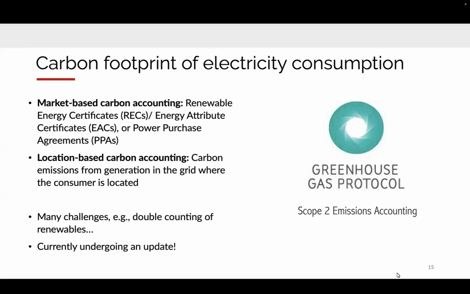I should also say that many of these challenges are acknowledged. As we discussed, the increasing temporal and regional granularity of where these market-based accounting schemes should be allowed to be sourced are all parts of ongoing updates to the Greenhouse Gas Protocol.